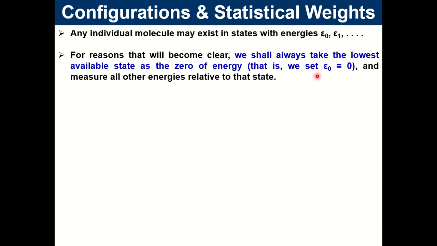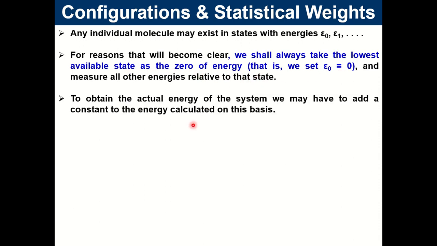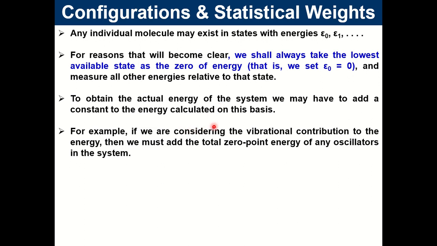In cases where epsilon naught is not 0, some adjustment will be required, such as in the case of vibrational motion. If we are considering vibrational motion, then we know that there is a zero point energy, so epsilon naught is not equal to 0. In those cases some adjustment will be made later on, but initially, when we work out the calculations for the population, we will start by assuming that the lowest available state is 0. So that is how we go forward. We have to add a constant to the energy if the lowest energy state is not equal to 0.